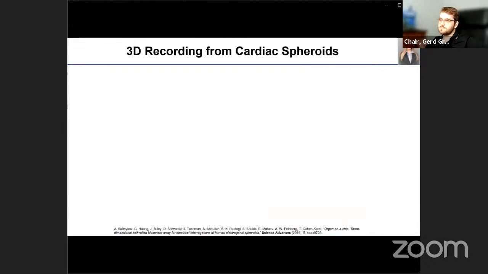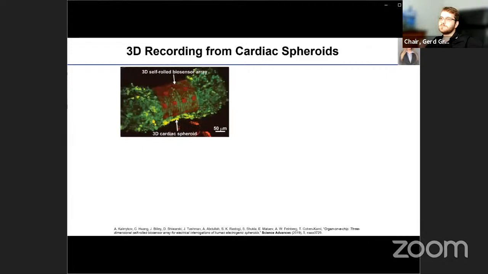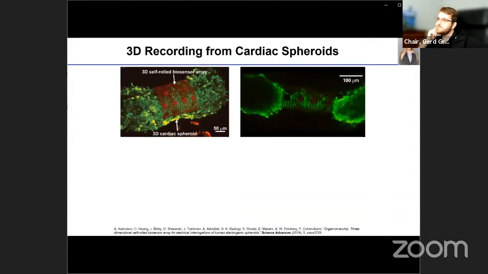As a proof of concept, we use the 3-dimensional assembled microelectrode arrays to record from human cardiac spheroids, so embryonic stem cells derived cardiomyocytes spheroids. So we mount a single spheroid into our 3-dimensional biosensor array, and we recorded 12 sensors concurrently.